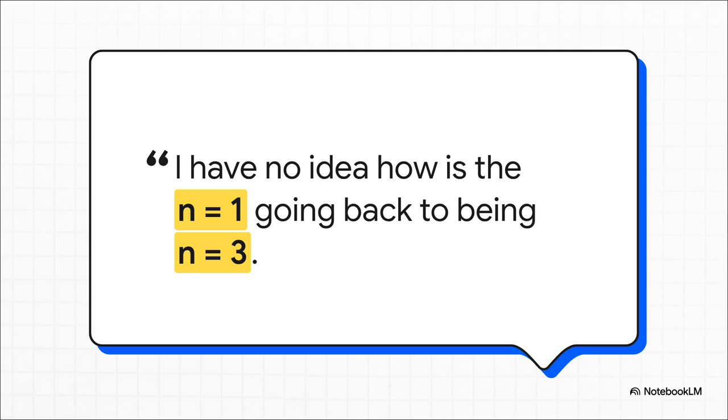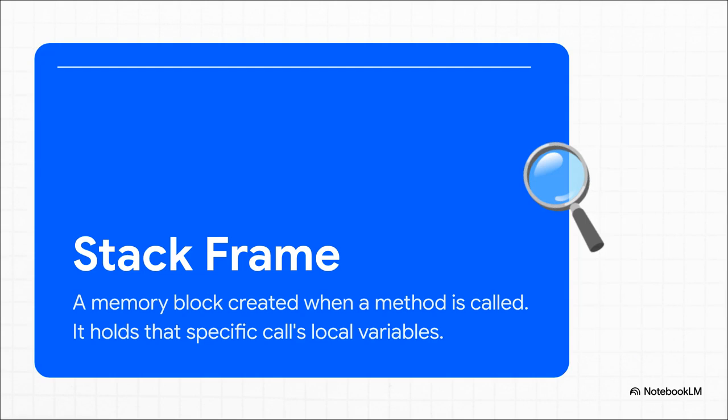This quote from a learner on the freeCodeCamp forum says it all. How is the n value not lost? It's a number 1 question people have when they're learning this stuff. The secret is something called the method call stack. And honestly, the best way to think about it is like a stack of plates or boxes.